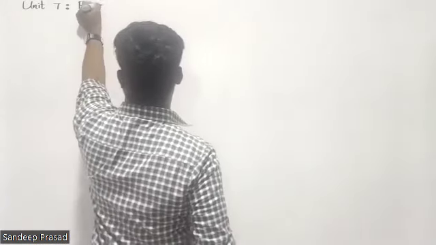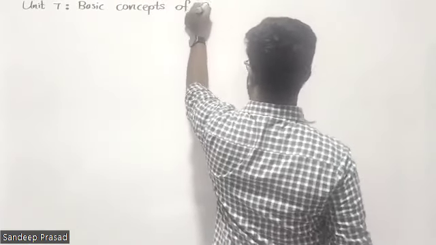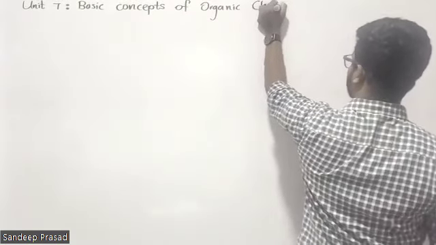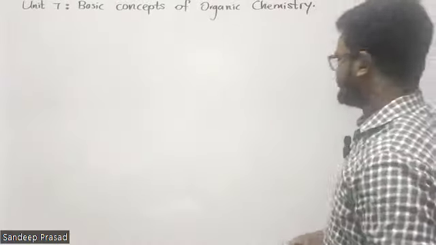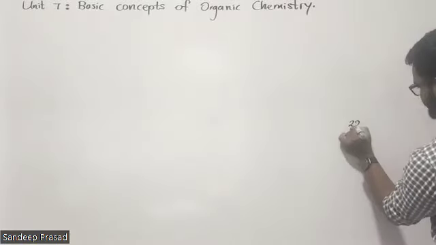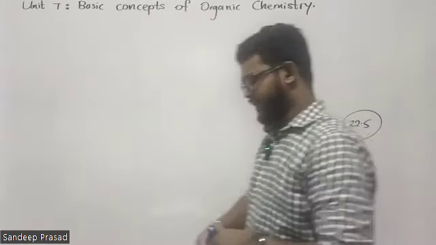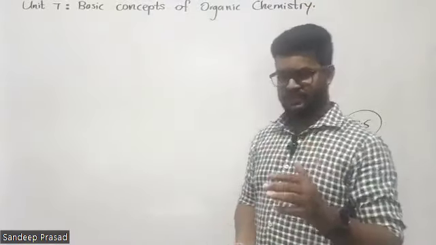Basic concepts of organic chemistry. Now listen to this one very carefully, students. This lesson is very easy. As I mentioned, you can score these 22.5 marks very easily. Mark my words, right? So the next coming units, sometimes you might realize those things are difficult.